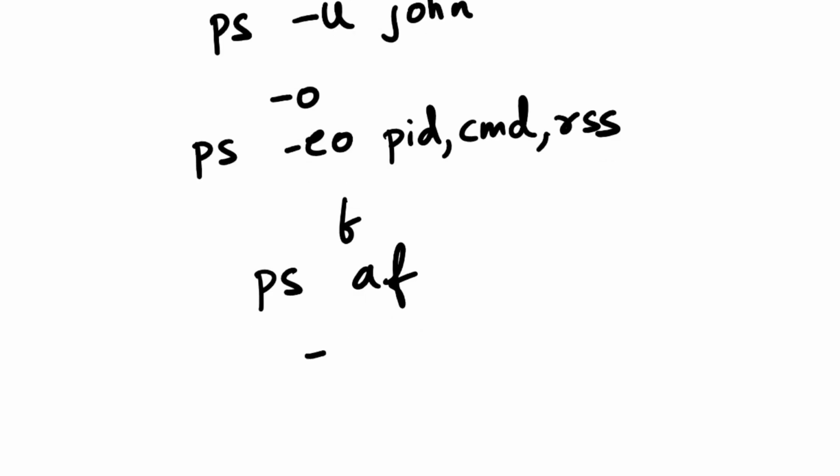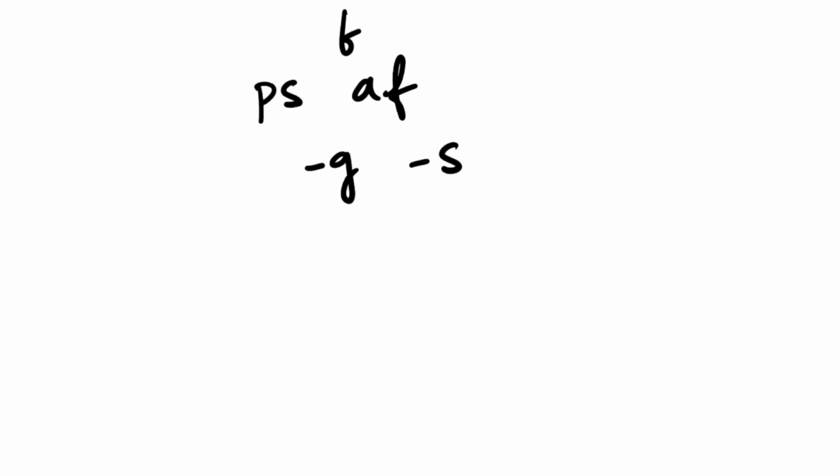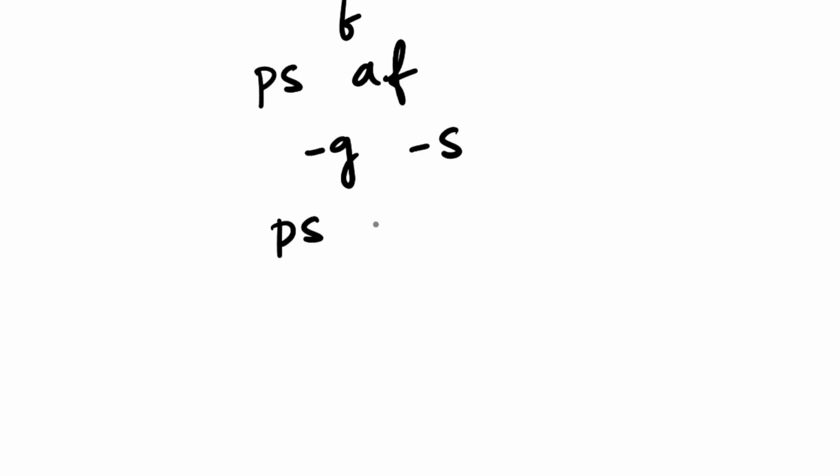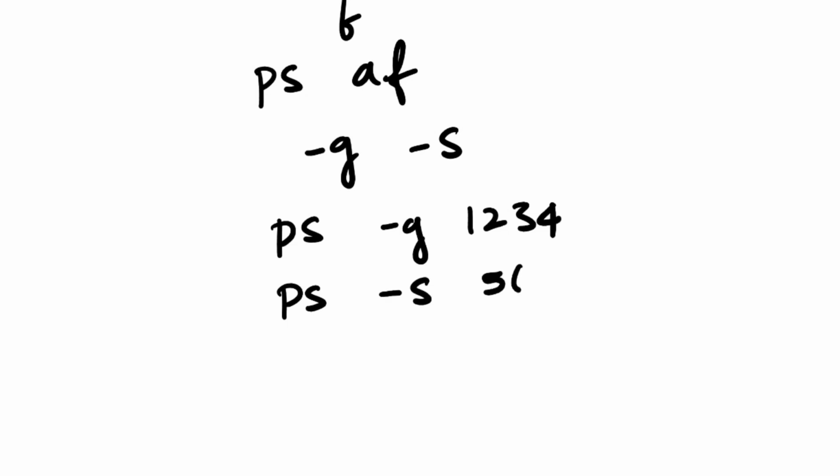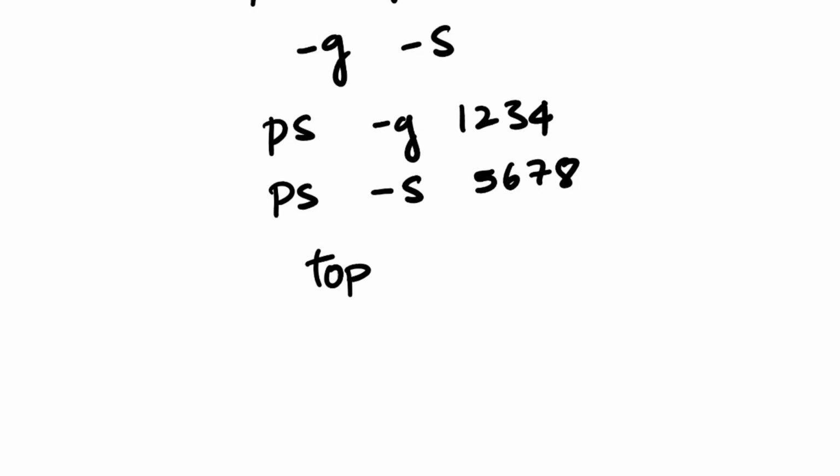You can use the options -g and -s to list processes by process group or session ID. So if you write ps -g 1234, then this will list the processes in process group 1234. If you write ps -s 5678, then it will list processes in session 5678. And then you can use the top command in combination with ps to monitor running processes continuously. The top command provides real-time updates on process information, including resource utilization.